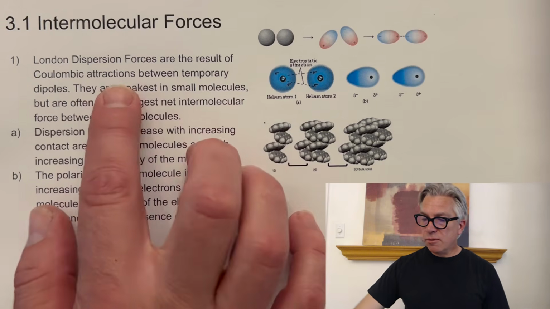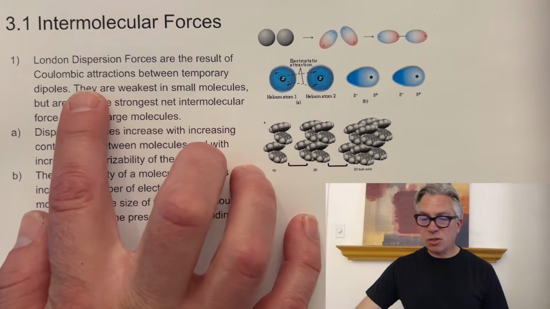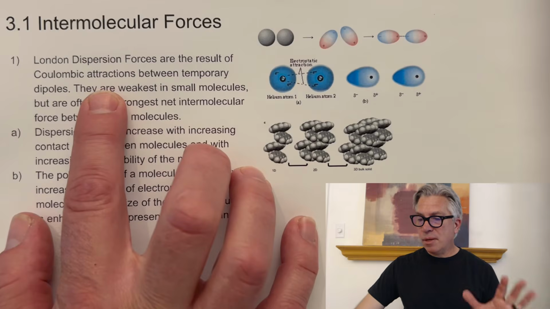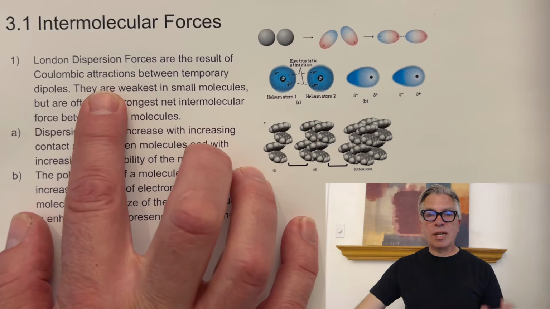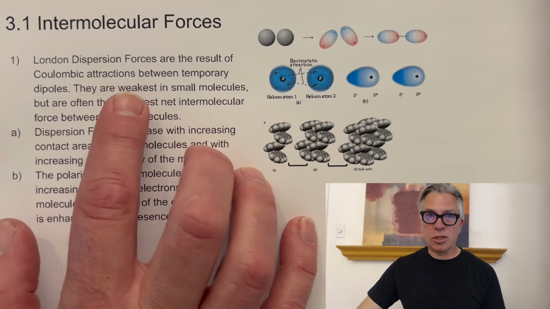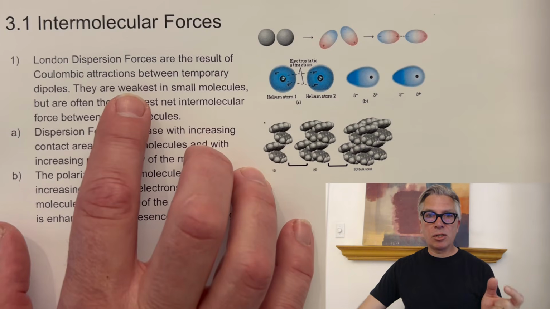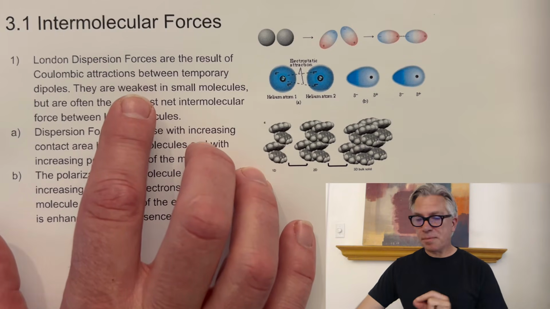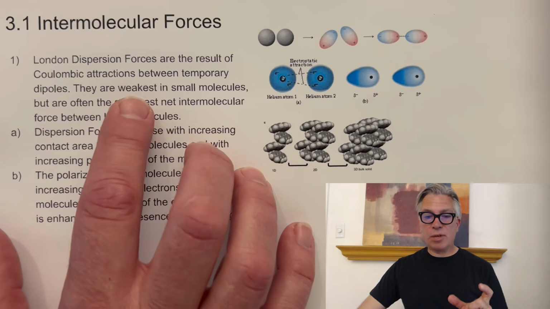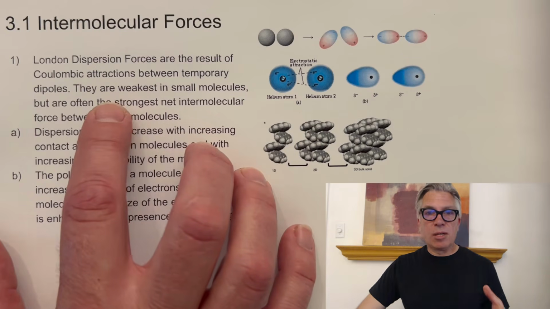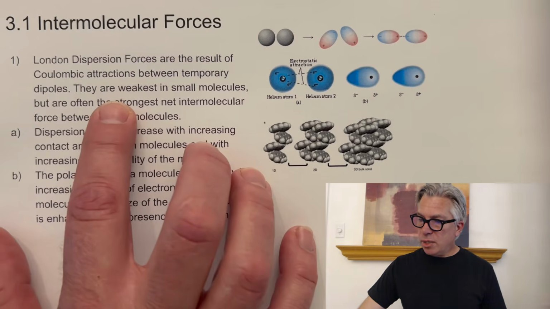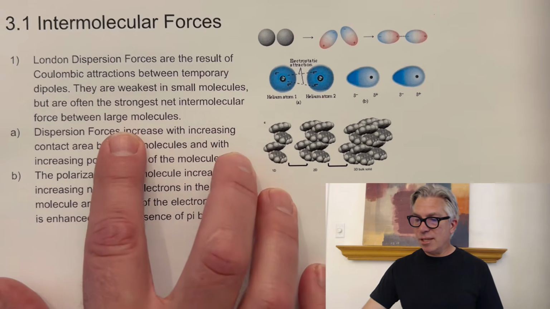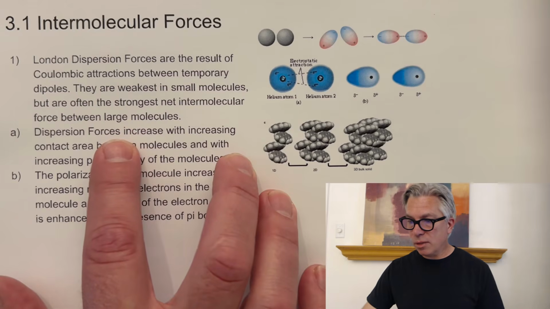So London dispersion forces are the result of Coulombic attractions. Let's stop there for a moment and talk about this vocabulary. Coulombic attractions are attractions based on opposite charges, where something is either partially or all positive, or something is partially or all negative. And opposite charges will attract each other, and that's what we mean by Coulombic attractions. Between temporary dipoles, they are weakest in small molecules, but are often the strongest net intermolecular force between large molecules.